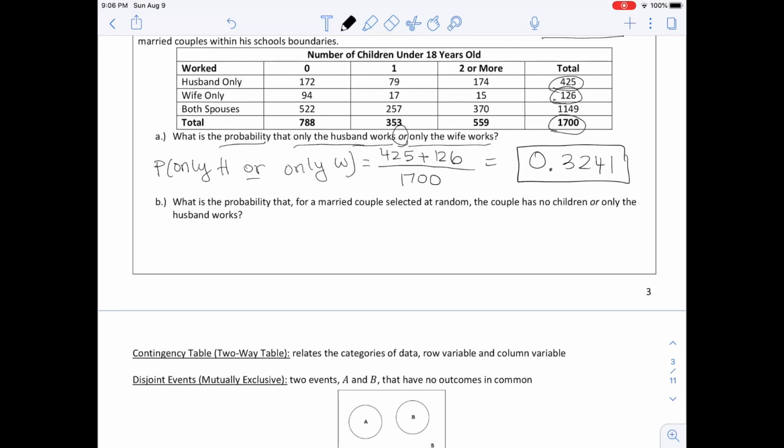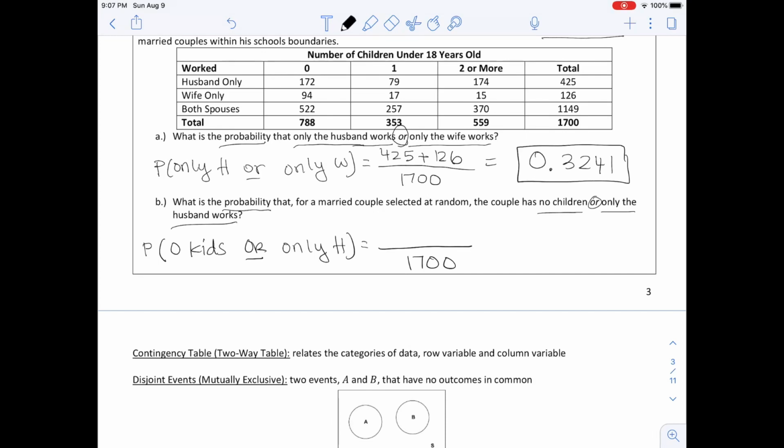The next part says, what is the probability that for a married couple selected at random, the couple has no children or only the husband works? So I'm going to go ahead and erase our circles that we had before. And I want you guys to realize that we still have a total of 1,700 people. So that would still be our denominator. But this time we're going to be looking at the probability that they have 0 kids, or, which again is our connective, only the husband works. So denominator is still that 1,700 because that's our total sample size.